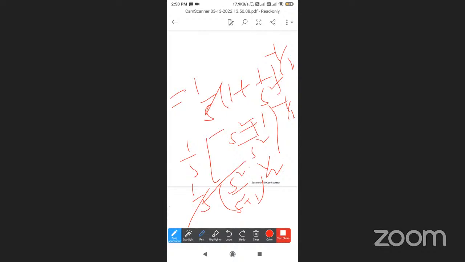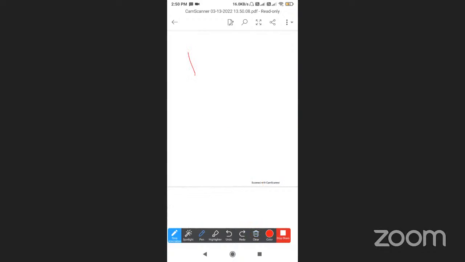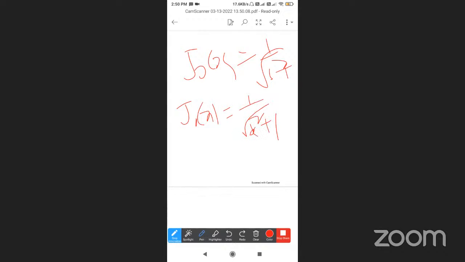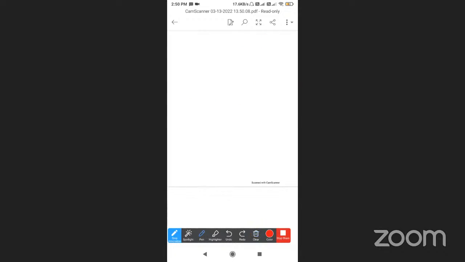So the Laplace transform of J naught of x is equal to 1 by under root of s square plus 1. Next, J1 of x: since J naught dash of x is equal to minus J1 of x, it is a derivative, and we can find J1 from it.